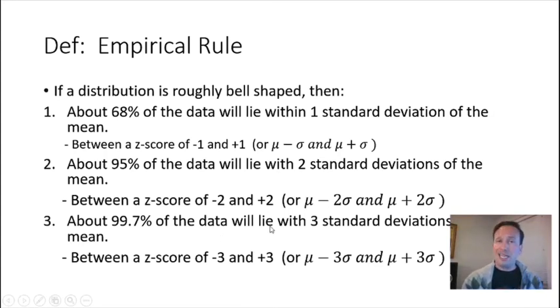And the most important key word here is the word about, not exactly. It's an estimation, which usually works very well.